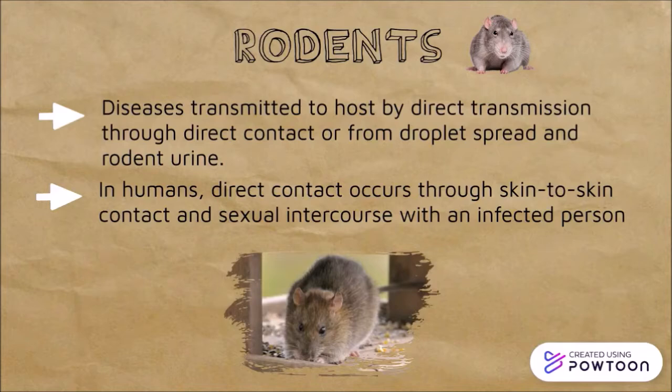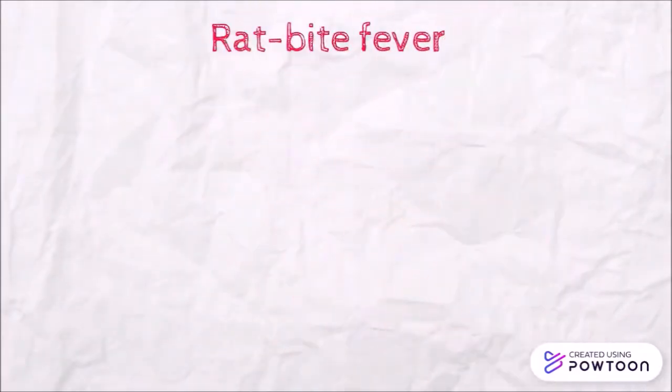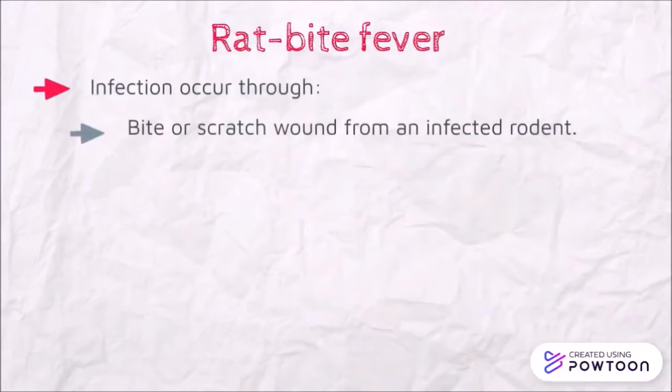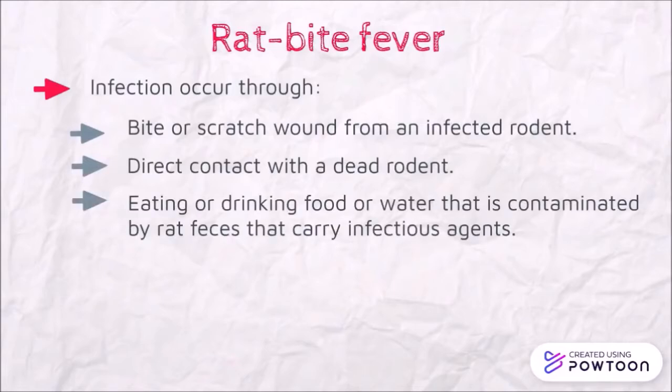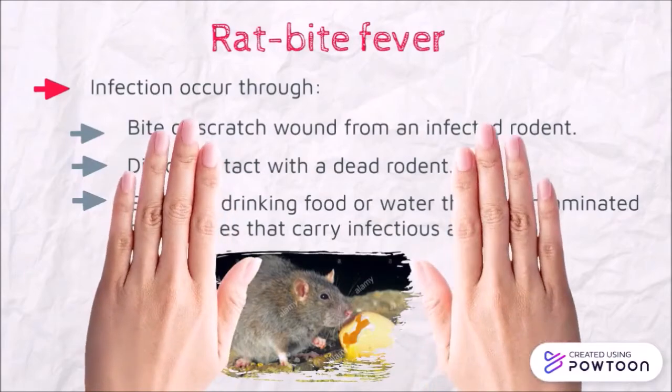Now in humans, direct contact occurs through skin-to-skin contact and sexual intercourse with an infected person. An example of diseases spread through rodents is rat bite fever. The infection occurs through a bite or a scratch wound from an infected rodent, direct contact with a dead rodent, or eating or drinking food and water that is contaminated by rat feces that carry infectious agents.